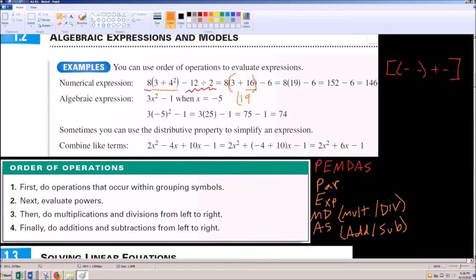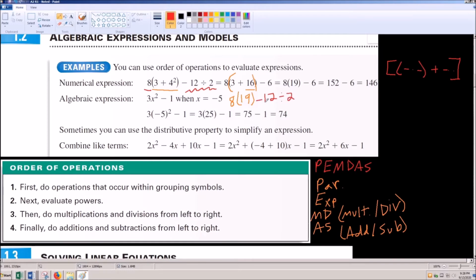So I'm going to rewrite this as 8. I have 19. Now here on the outside, I'm going to leave it as my subtract 12 over 2. Although if you wanted to simplify it as minus 6, you can. I'm just trying to keep this one step at a time for us here.